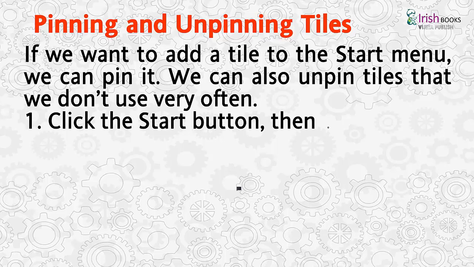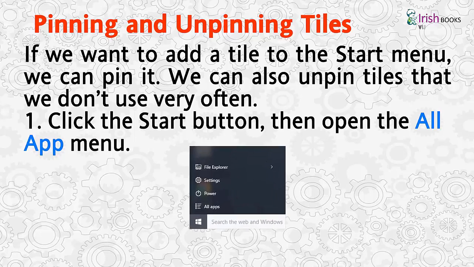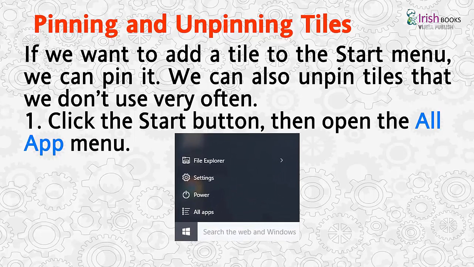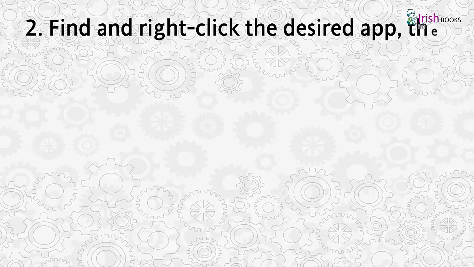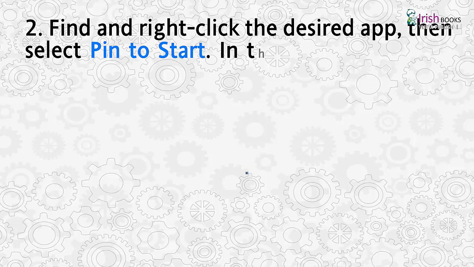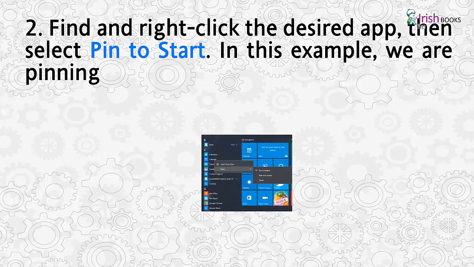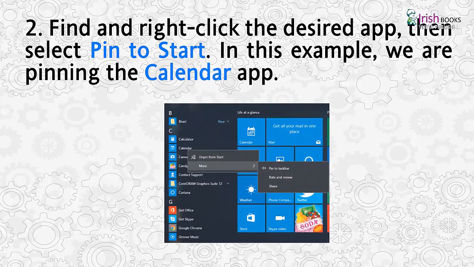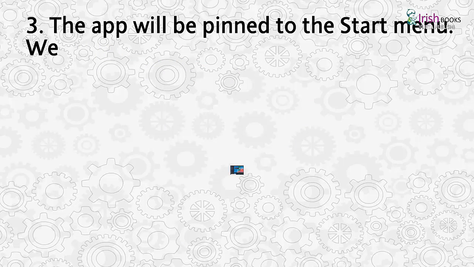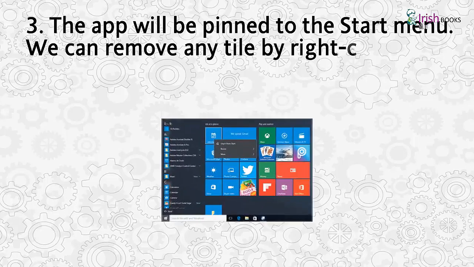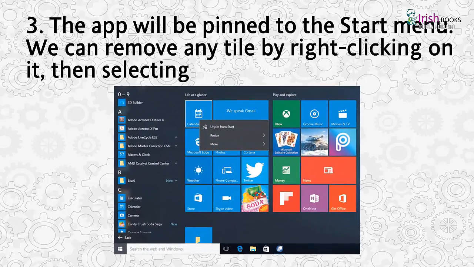Click the Start button, then open the All Apps menu. Find and right-click the desired app, then select Pin to Start. In this example, we are pinning the Calendar app. The app will be pinned to the Start menu. We can remove any tile by right-clicking on it, then selecting Unpin from Start.